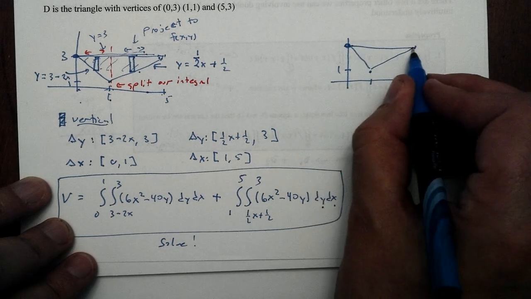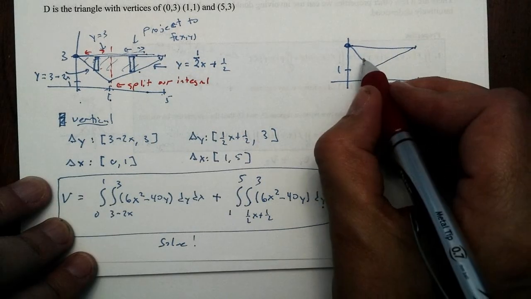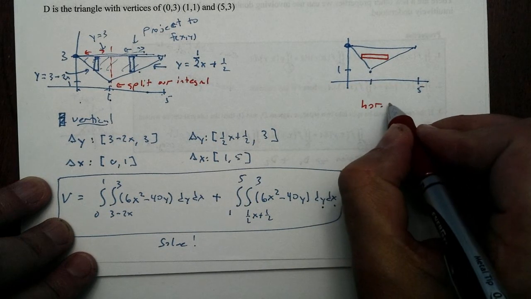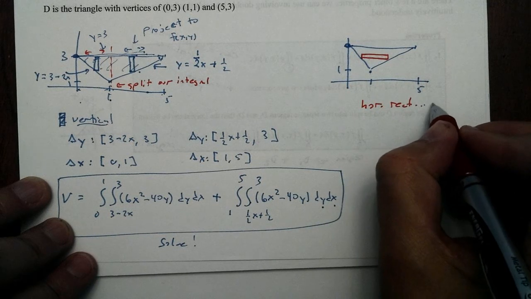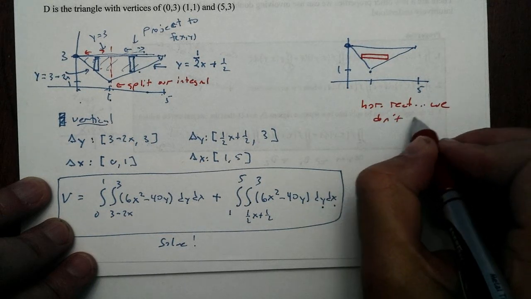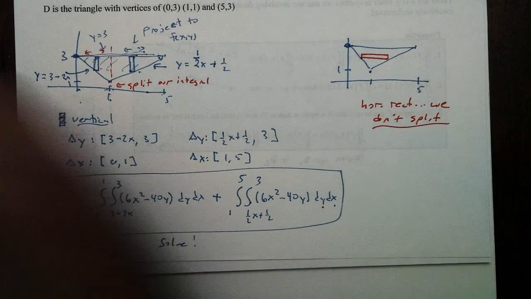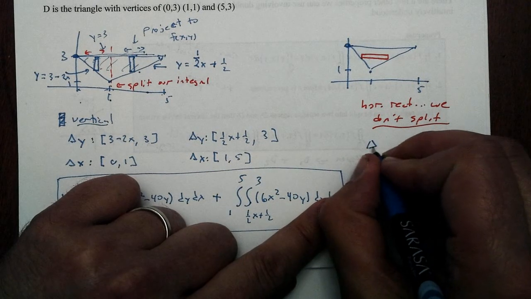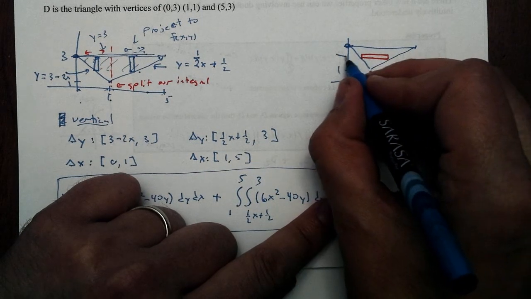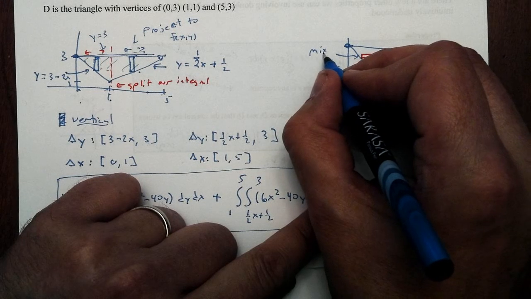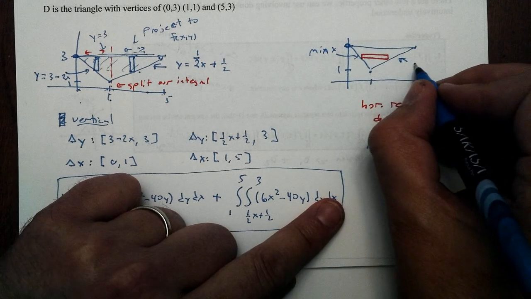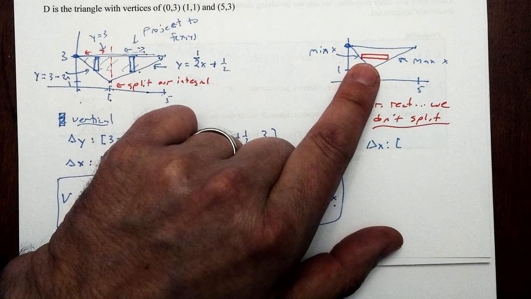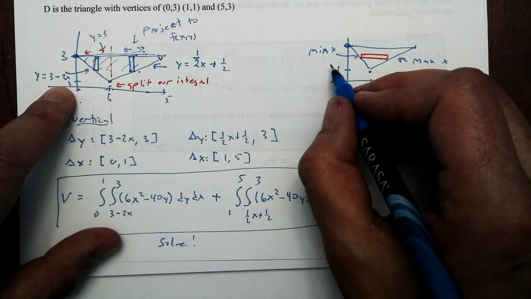Instead of doing vertical rectangles, what if I did a horizontal rectangle? In this case, for a horizontal rectangle, we don't need to split. That can make it a little bit easier for us to solve. But because I'm doing horizontal, we have to find x's first. So here's my minimum x, and here's my maximum x. But be careful, we now have to solve these in terms of x. Well, this one's not so bad.